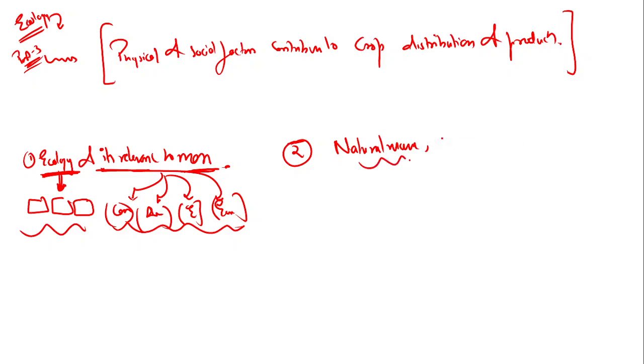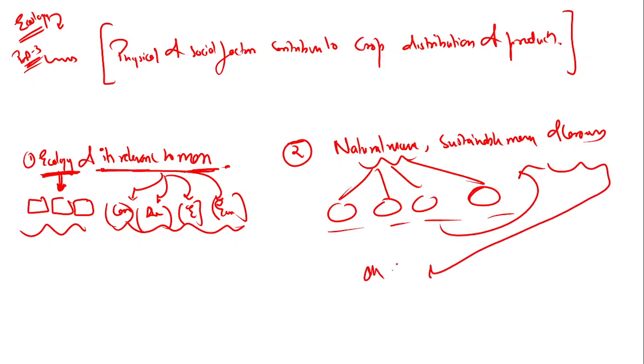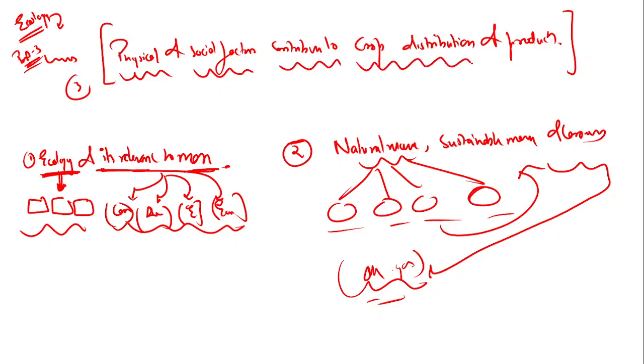Now we have natural resources, but we have to manage them sustainably and we have to conserve them. In this we saw water, land, forest, energy, and how we can sustainably use and conserve them. We were able to see different government strategies. In today's part, we will see physical and social factors contributing to crop distribution and production.